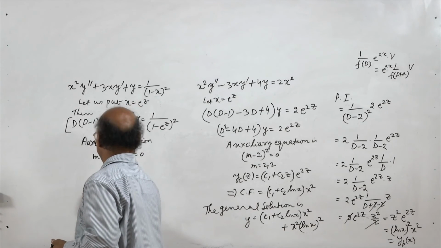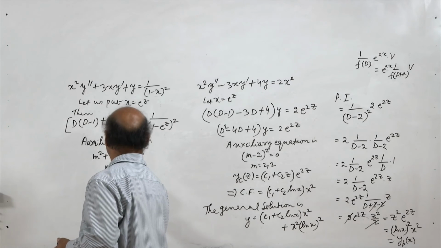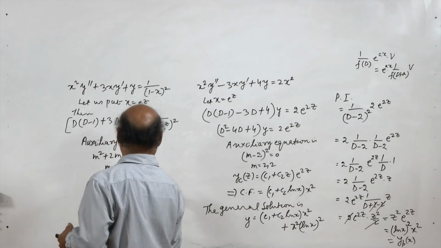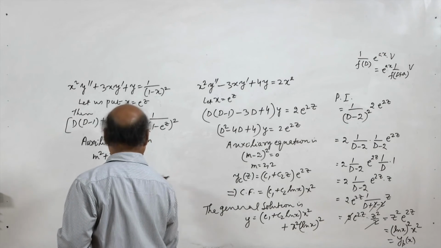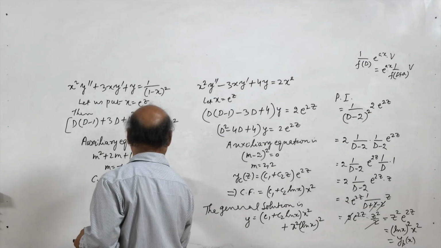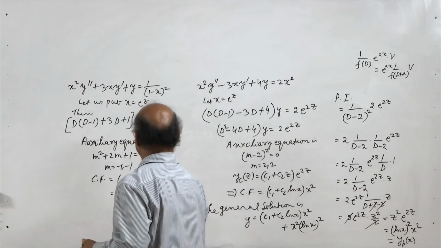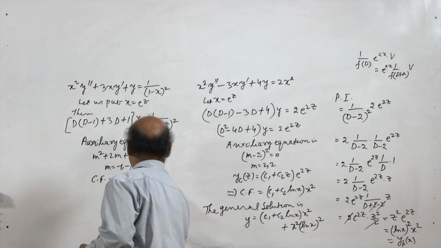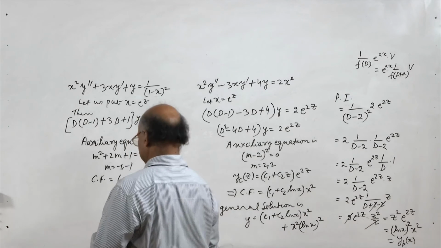So the complementary function will be (c1 plus c2 z) e to the power minus z. Converting to x, we have (c1 plus c2 ln x) x to the power minus 1.